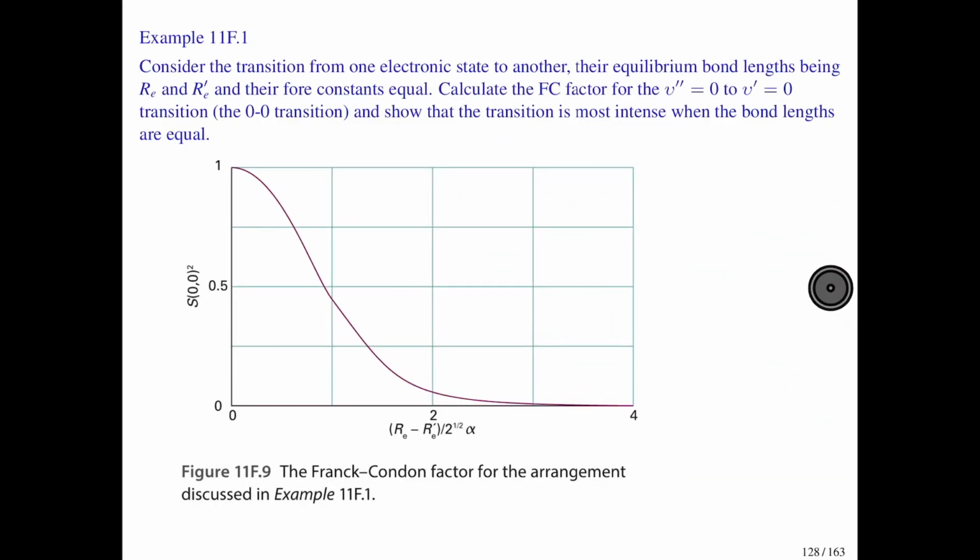In this problem, they're asking you to explicitly calculate that Franck-Condon overlap factor for different wave functions. It's quite a detailed calculation, and it's more of a project than an example problem, so I'm going to skip the details. But this is the result. Okay, when you've got the wave functions on top of one another, they have a large overlap, and then as the difference in the equilibrium geometry gets larger, you get a smaller and smaller overlap.